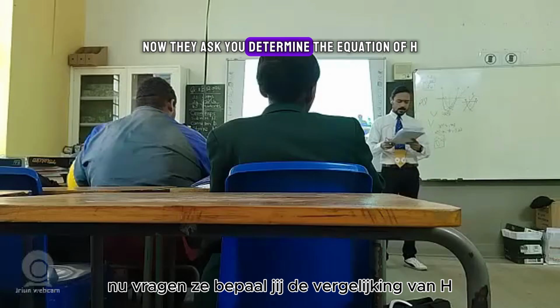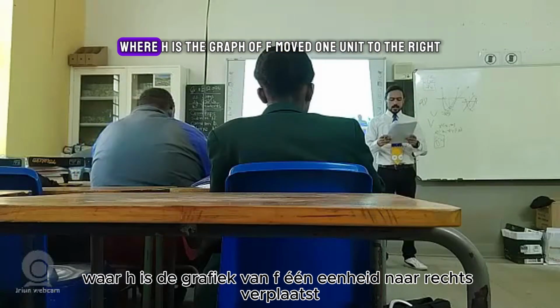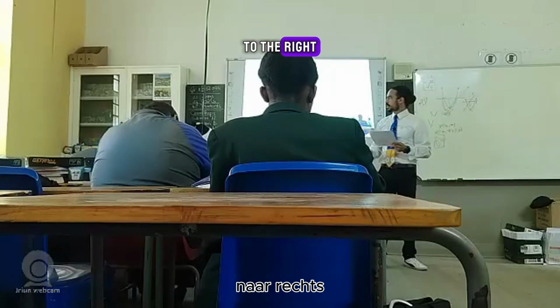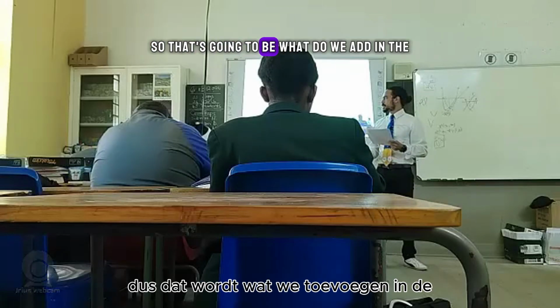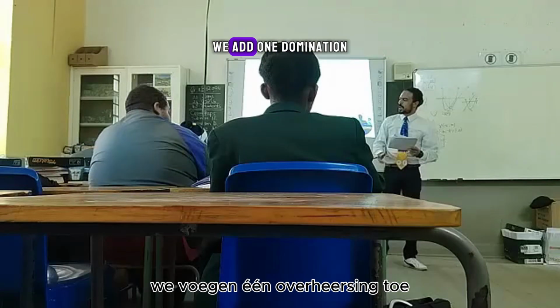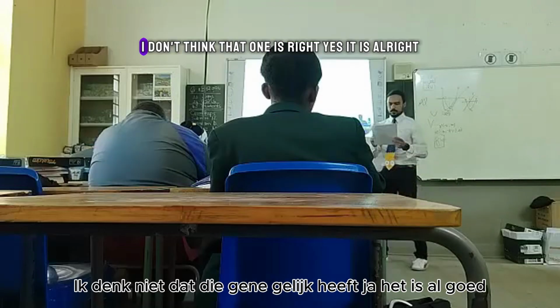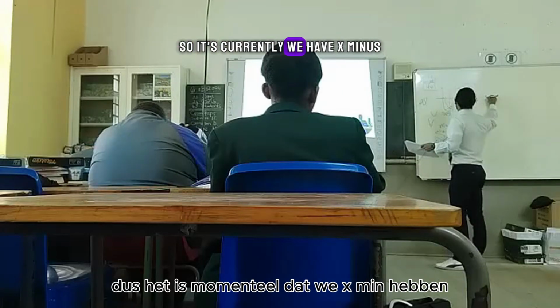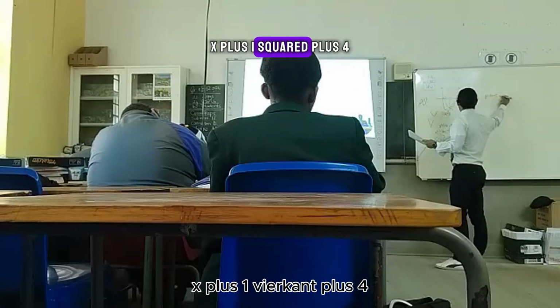Now they ask you to determine the equation of h, where h is the graph of f moved 1 unit to the right. To the right, so what are we adding there? We add 1. Determine the h. I don't think that one is right. Yes, it is. Alright, so currently we have (x + 1) squared plus 4.